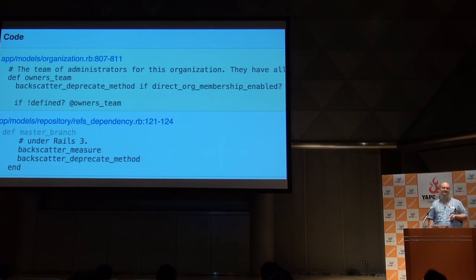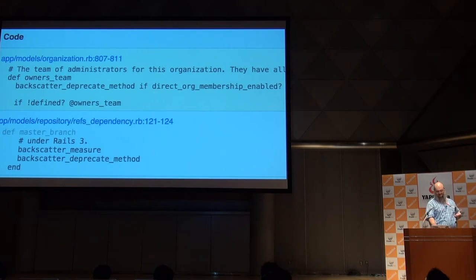We also use Backscatter for our deprecation. When deprecated code paths are hit in production, they drop a little thing in our developer toolkit, which says that this particular Backscatter thing happened. What I love about Backscatter here is that it will do it in runtime. So Backscatter deprecate method if direct org membership enabled, right? That's a performance feature flag for people we're testing with a new performance, whatever.